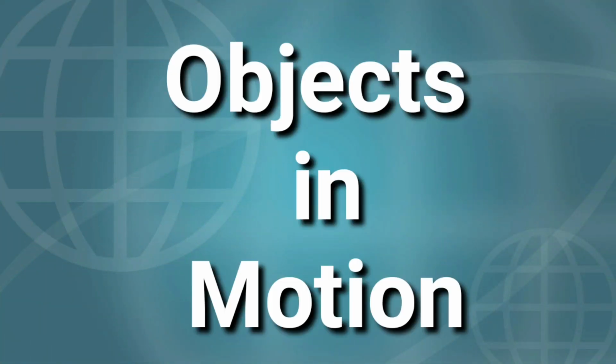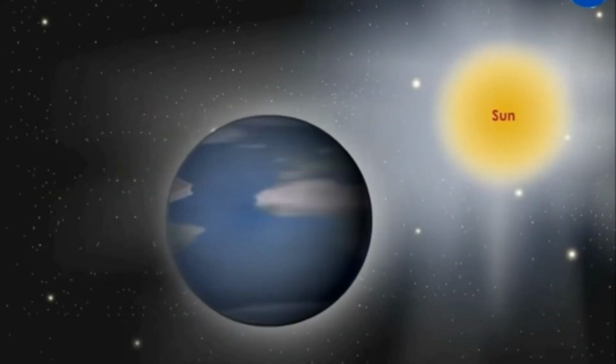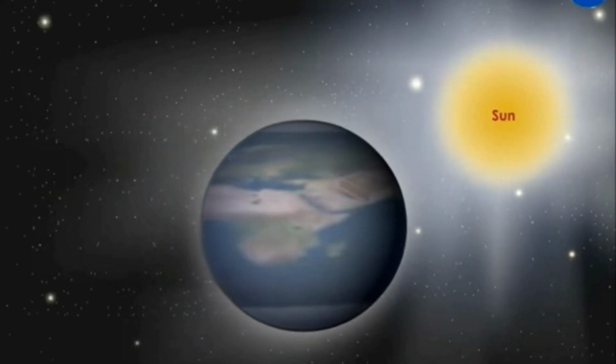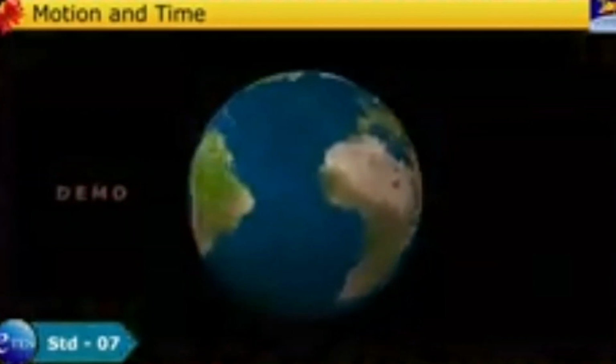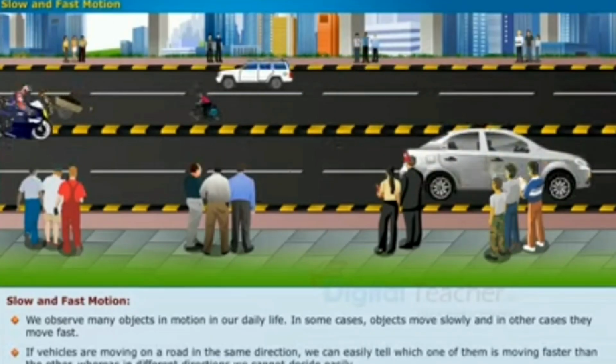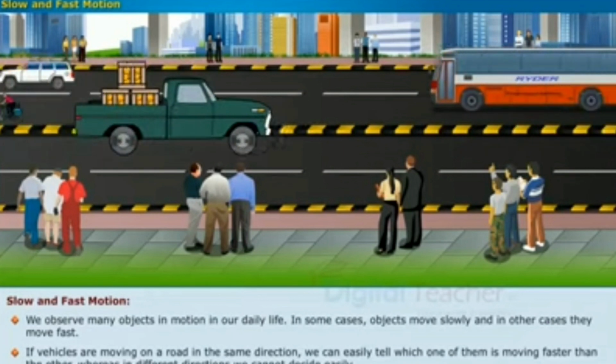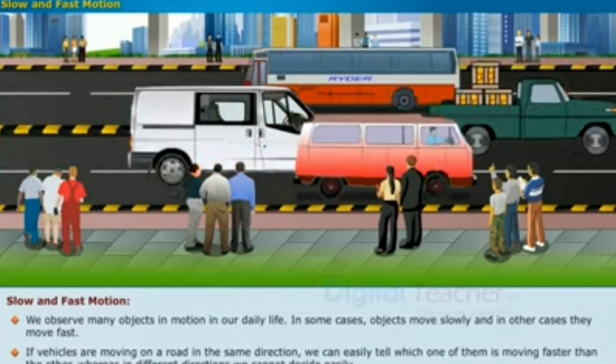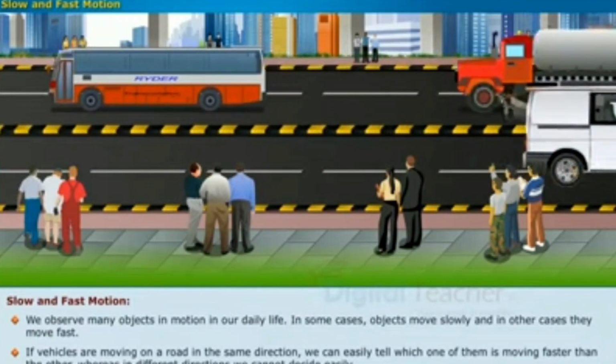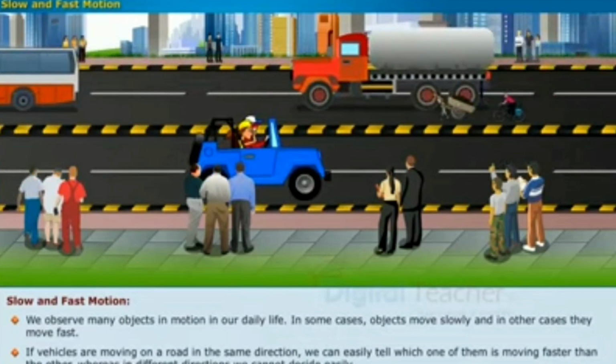We can observe there are many objects in motion. Earth is continuously moving around the sun. Earth is also moving around its axis. So there are many objects in motion. Some are moving fast and some objects are moving slow. When we compare two things, we can tell whether it is moving fast or slow.